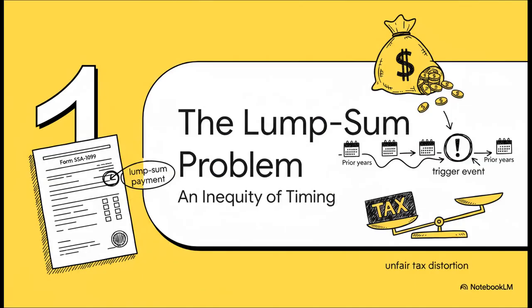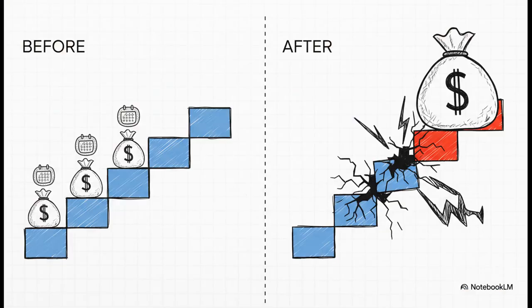So, where does our investigation even begin? It all starts with a trigger event. Picture this. Your client walks in, hands you their Form SSA-1099, and you see it right away. This huge retroactive lump sum payment. It's for benefits from several prior years, all paid out at once. And that one thing, usually just from some administrative delay, is about to create a massive and, frankly, a really unfair tax problem.